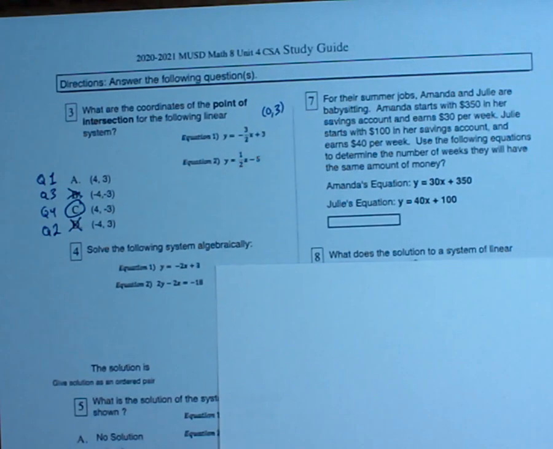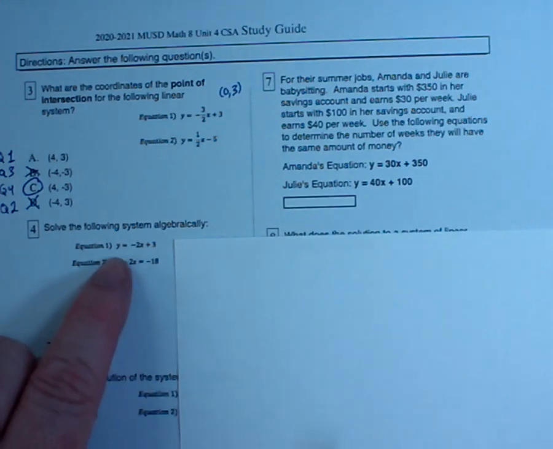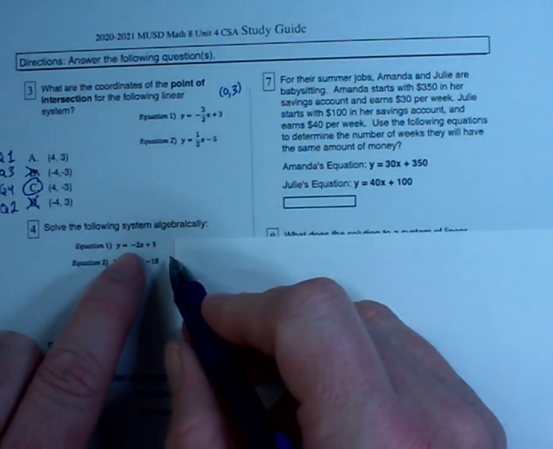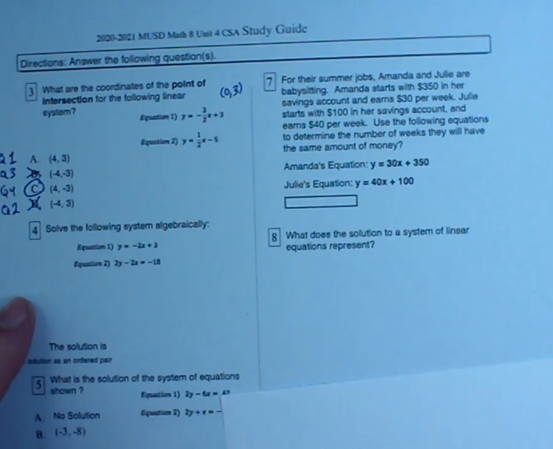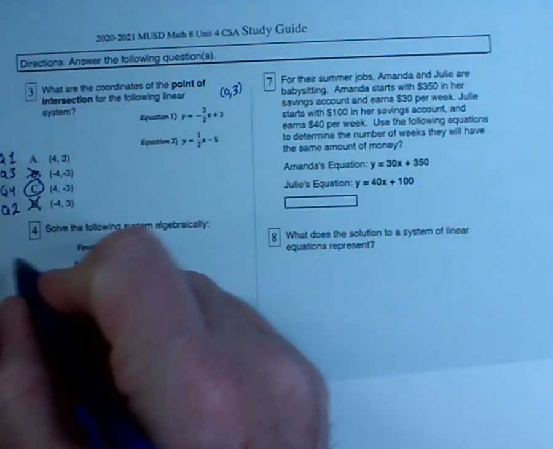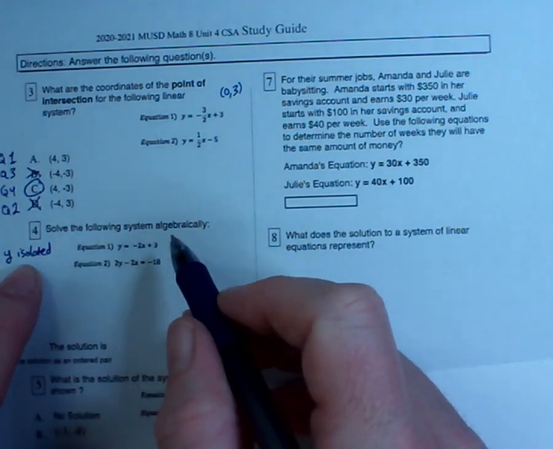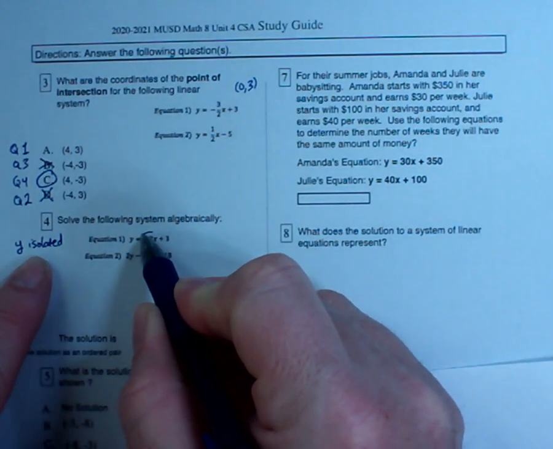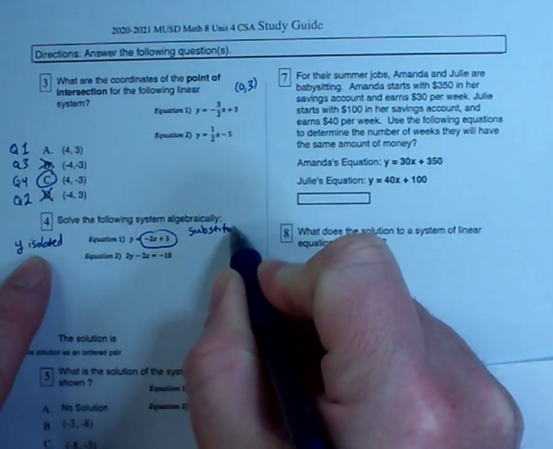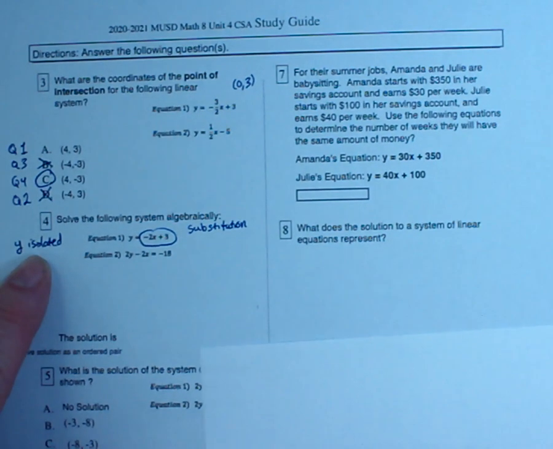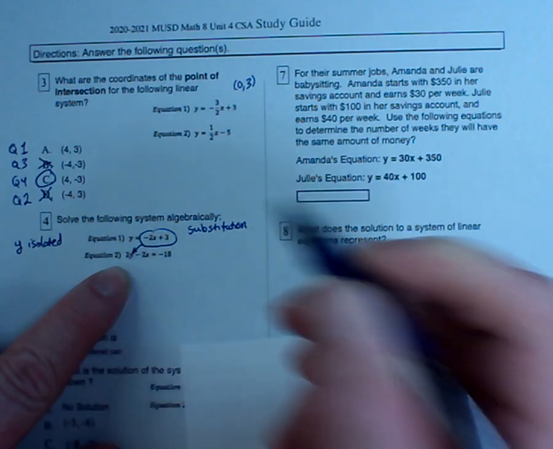But when we get to the next problem, 4, solve this system algebraically. So we have an equation 1. y equals negative 2x plus 3. We have equation 1. This is y is isolated. So once you have one variable isolated here, y, we have the value of y, then we're going to definitely try to use substitution. It'd be too hard to use elimination. So we're going to substitute the value of y into equation 2, like so.